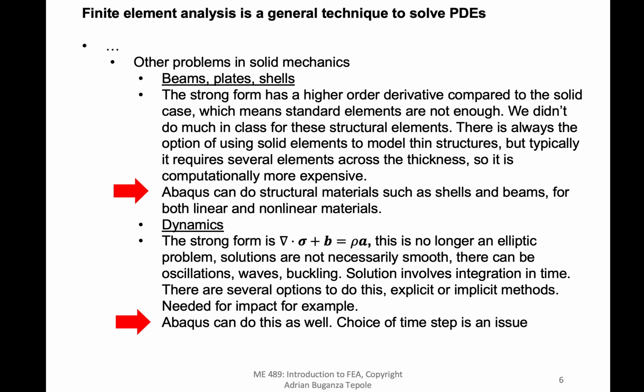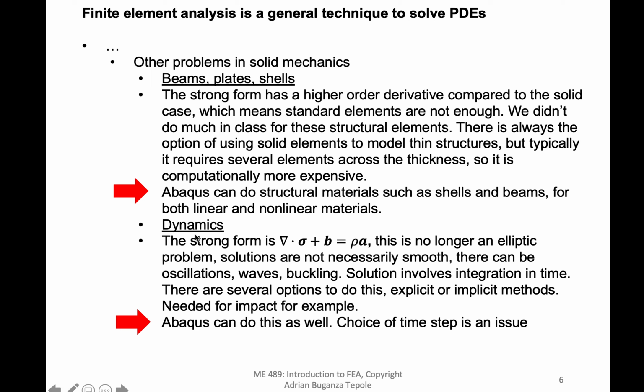In terms of computational power needed, it's definitely much better to have beams and shells and plates as opposed to trying to discretize everything with solid elements. But as I said, because they condense all the thickness information into one equation, the strong form is actually different because it has to account for this thickness deformation. Again, Abacus can do this. It has shells and beams for linear and nonlinear materials. We won't cover it in class, but this is something you should keep in mind.